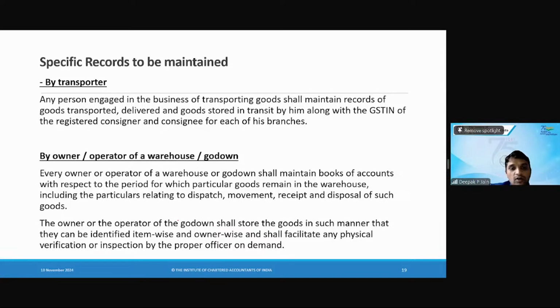Then the owner or operator of the godown shall store the goods in such manner that they can be identified item wise and owner wise, and shall facilitate physical verification or inspection by the proper officer. क्योंकि goods is very critical, main business happens on the storage of the goods. That's why the warehouse owner will have to maintain detailed records of everything.